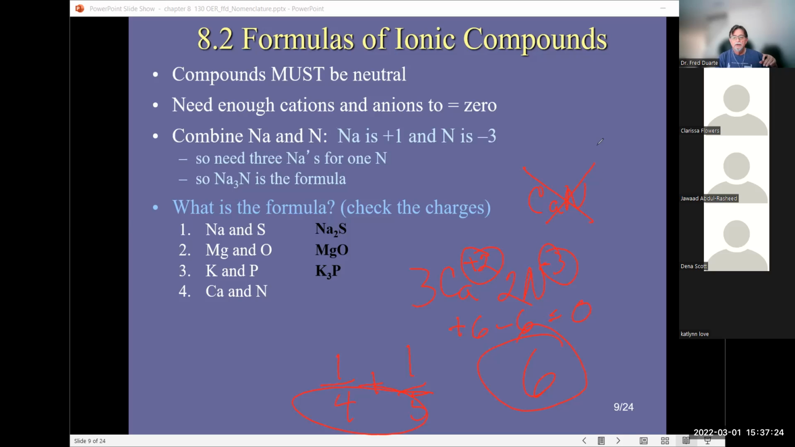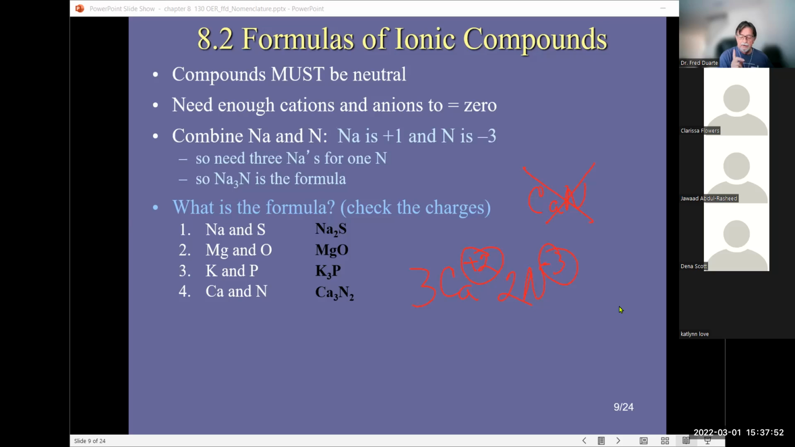Okay. All right. So with that, let me erase some of this junk here. Writing that out as I did, that tells me that I need 3 calcium, a subscript 3, and 2 nitrides. And so my formula would be as follows, okay?